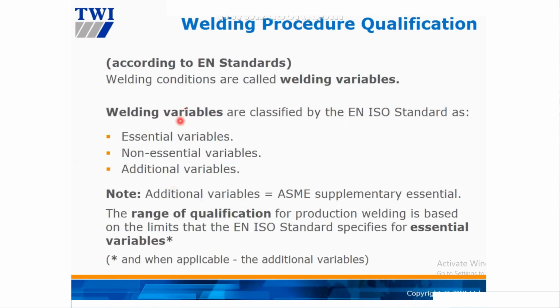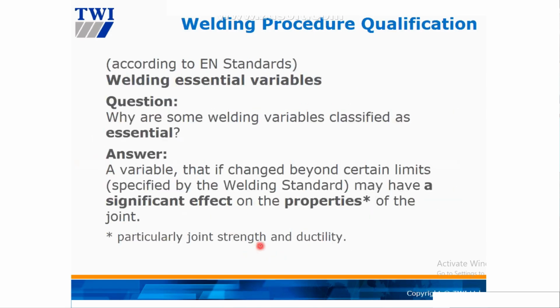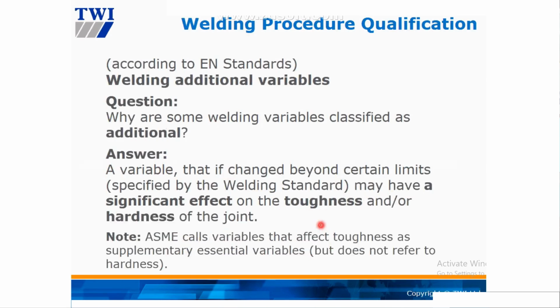According to the European standard, we have variables here. We have the essential variable, which cannot be changed, the non-essential variable, and the additional variable. In ASME, the additional variable is called supplementary. So what is an essential variable? It is a variable that, if changed beyond a certain limit, may have a significant effect on properties, in this case strength and ductility.